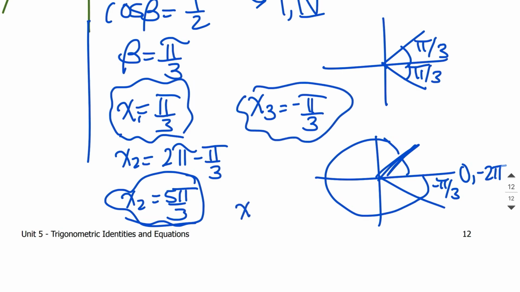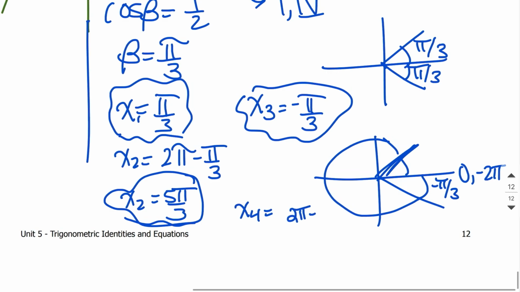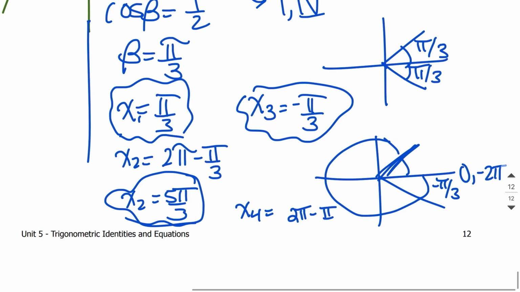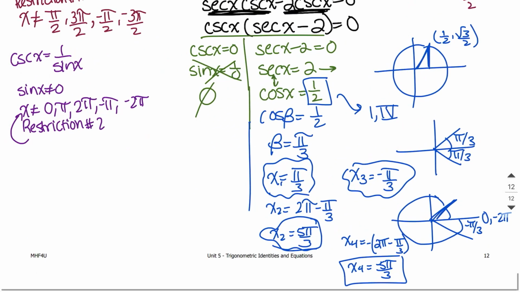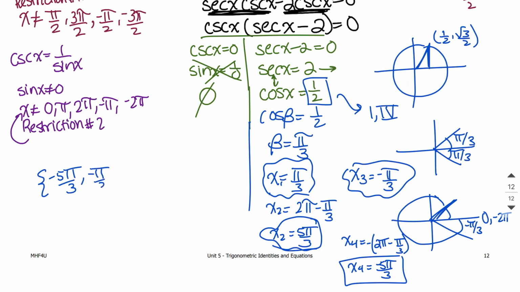So my last answer for x would be 2 pi minus pi over 3, but it would be the negative version of that answer. So x4 would be -5 pi over 3. So my full solution for this in numerical order from least to greatest would be -5 pi over 3, negative pi over 3, positive pi over 3, and then 5 pi over 3. Let's check.